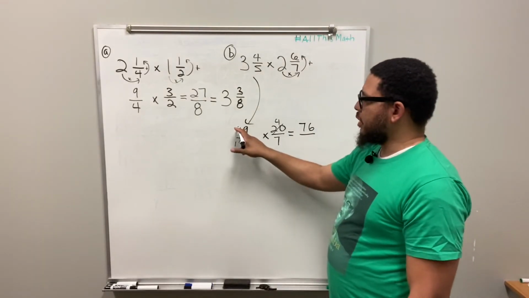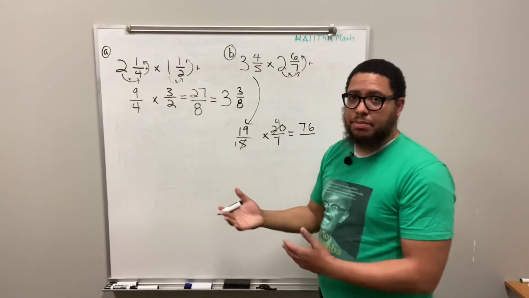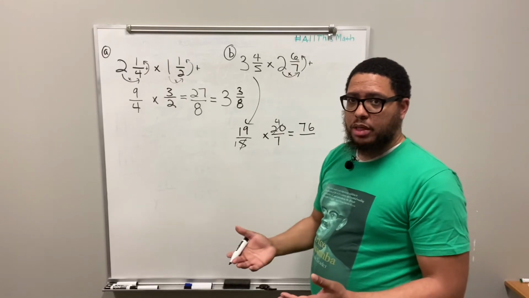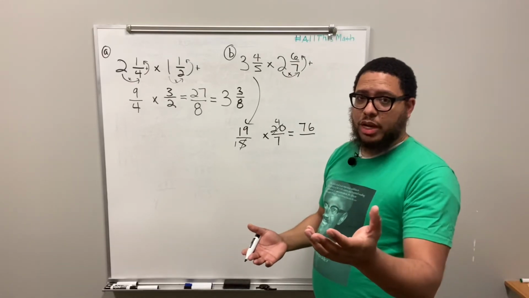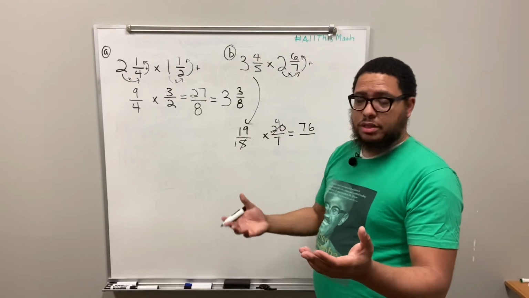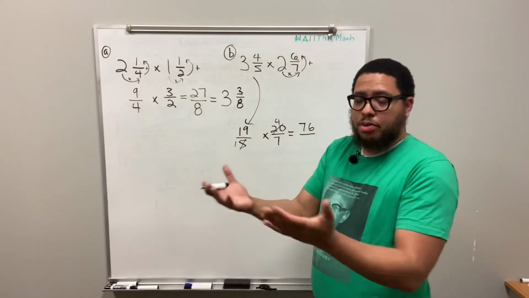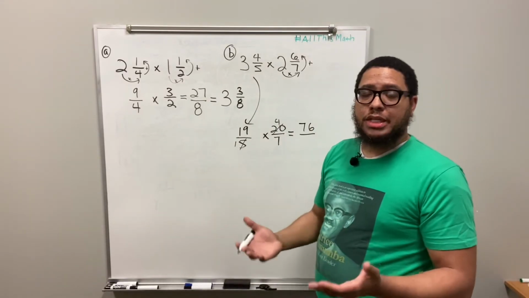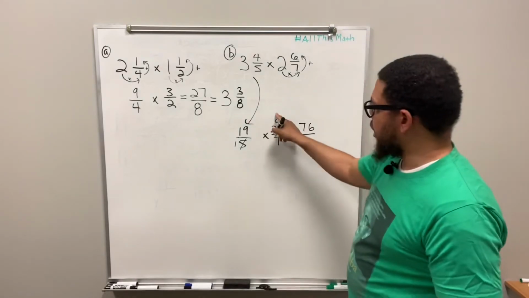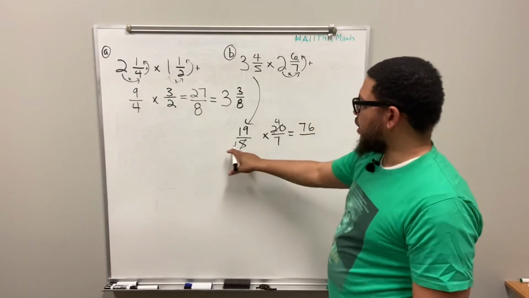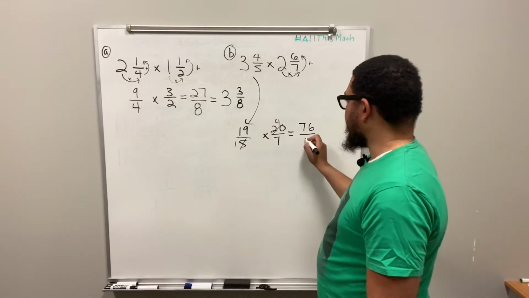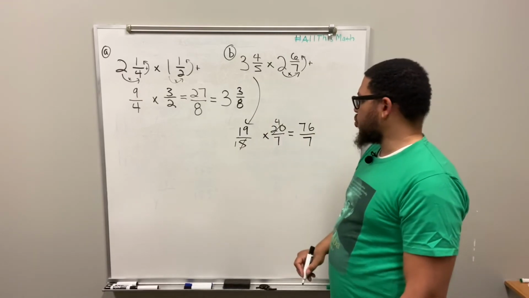Because you could think of it like this. You could split the 19 up into 10 plus 9. 10 times 4 is 40, right? Means you got $40 in one hand. 9 times 4 is 36. You got $36 in the other hand. Put all your money together. 40 plus 36, that's $76. 19 times 4 is 76. Then in your denominators, you got 1 times 7. That's easy to do. 76 over 7.